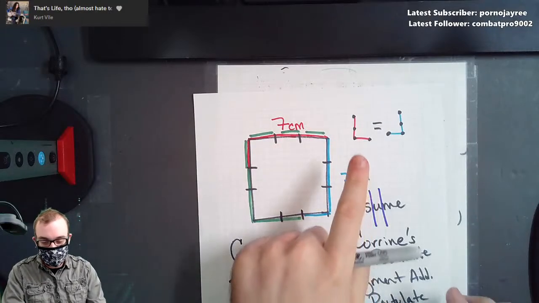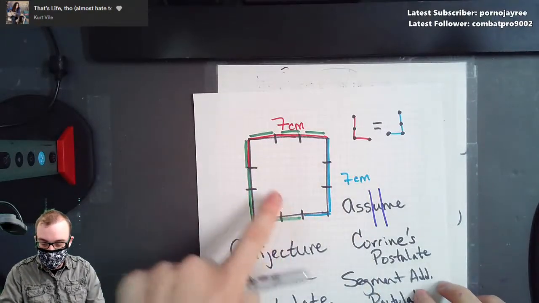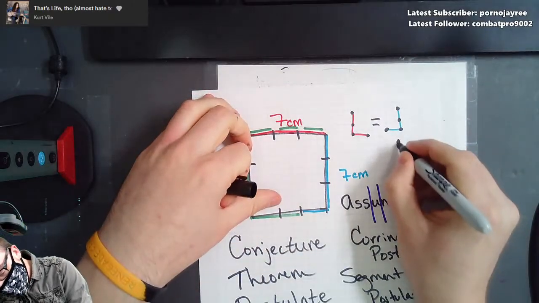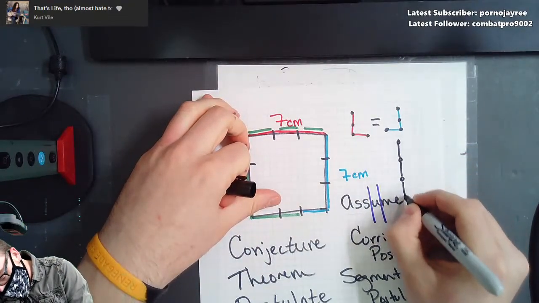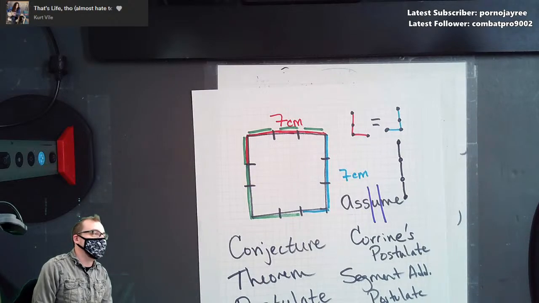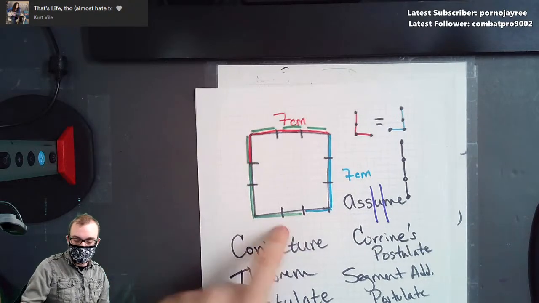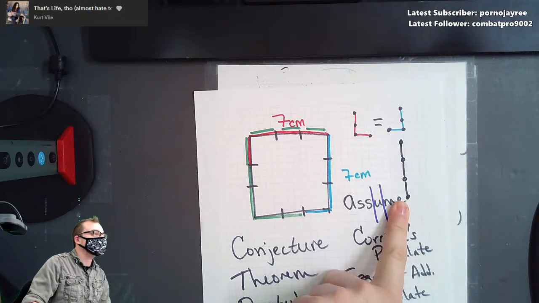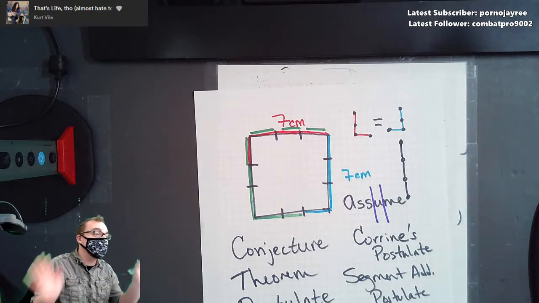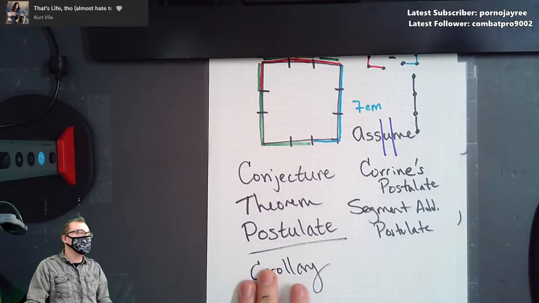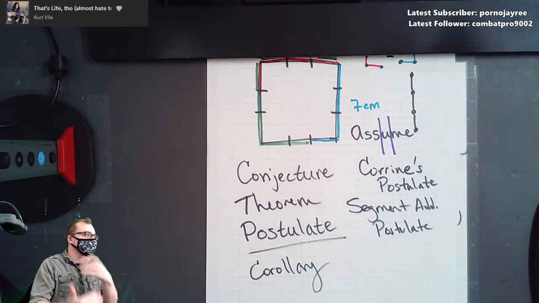So if this is allowed to be moved into that, do I need a whole separate statement to show that this black line is also the same length? No, right? 4 pieces, no matter how you arrange them, is still going to be 4 pieces, right? You don't need a whole separate theorem 1.1 of Corinne's postulate, right? No, it's a corollary. You get it for free. It's all kit and caboodle.